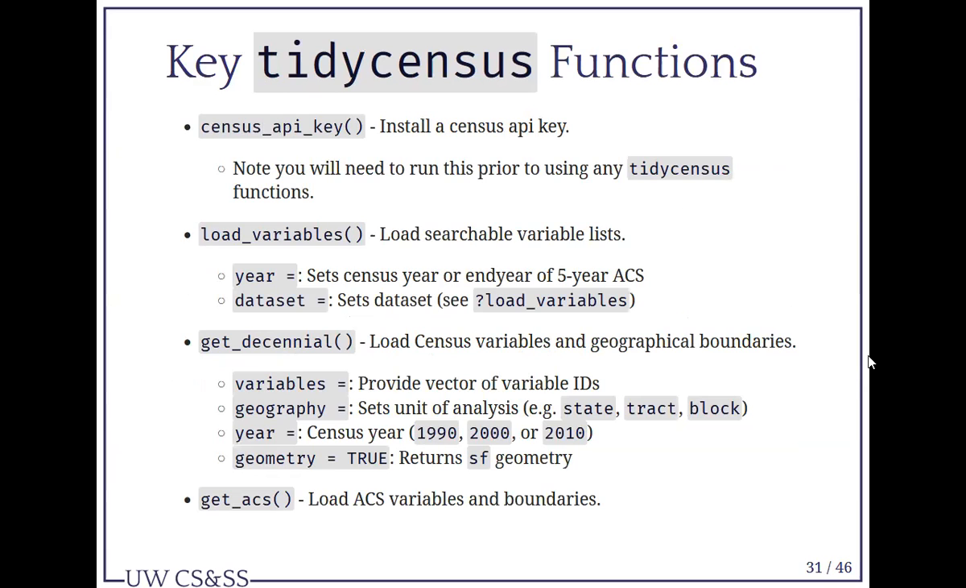Some key tidycensus functions. First, there's census_api_key. This installs a Census API key. Note that you'll need to run this prior to using any tidycensus functions in order for them to verify who is asking for the data and how much they're handing you. load_variables loads searchable variable lists. You can give it things like the year, so a set census year or an end year of the 5-year ACS, or the data set. This sets the data set.